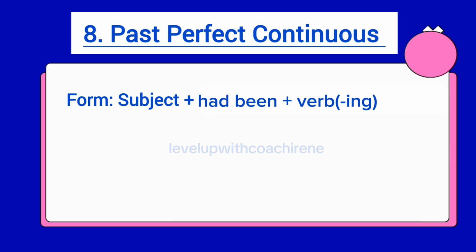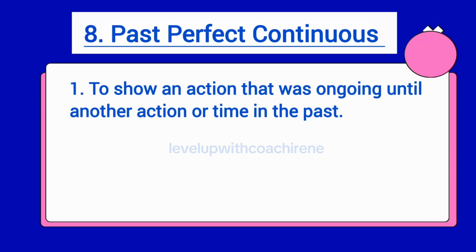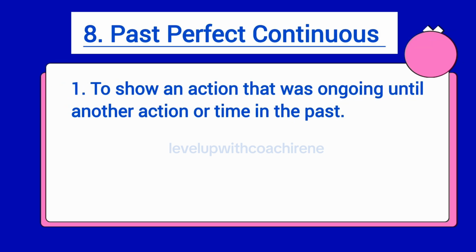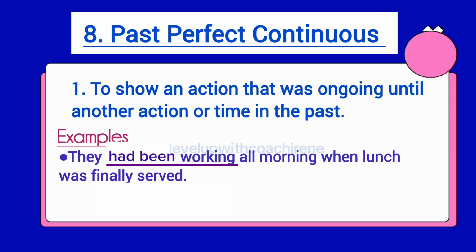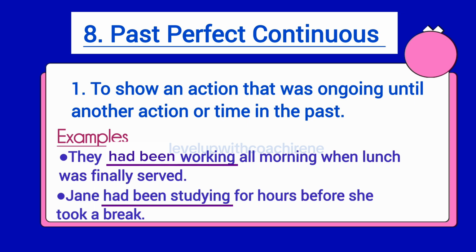Let us look at when to use the past perfect continuous tense. Number one, to show an action that was ongoing until another action or time in the past. For example, they had been working all morning when lunch was finally served. Jane had been studying for hours before she took a break.